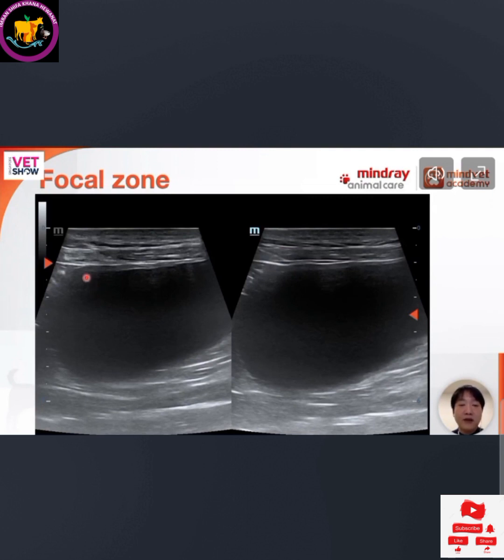In the left picture, the focal zone is adjusted to the level of the urinary bladder wall, resulting in a clearly visible bladder wall layer. In contrast, in the right picture, the focal zone is adjusted to the deeper area, resulting in an unclearly visible bladder wall layer. So please adjust the focal zone to the area that you are interested in.